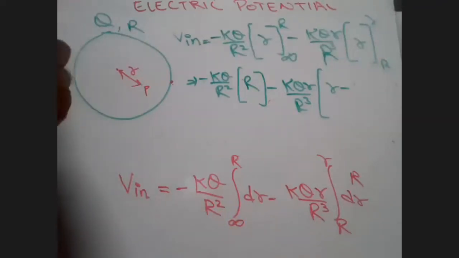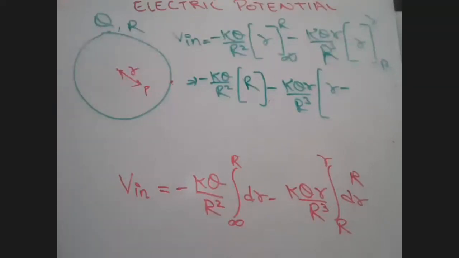Just a minute, give me a second. Sir, a small mistake here. K and Q are constants. Small r is not constant here. Capital R is constant. What is the mistake I've done? Anyone?